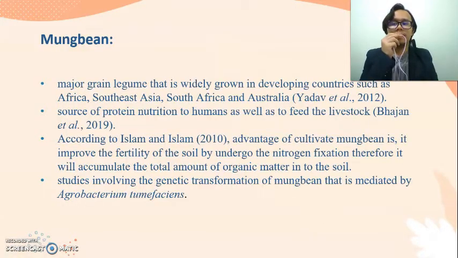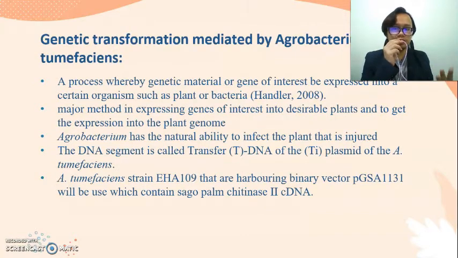Literature review. Mungbean is one of the major grain legumes that is widely grown in developing countries such as in Africa and South Asia. It is a source of protein nutrition for humans as well as feed for livestock. One of the advantages of cultivating mungbean is that it improves the fertility of the soil by undergoing nitrogen fixation. There are many studies involving genetic transformation of mungbean that is mediated by Agrobacterium tumefaciens. Genetic transformation mediated by Agrobacterium tumefaciens.